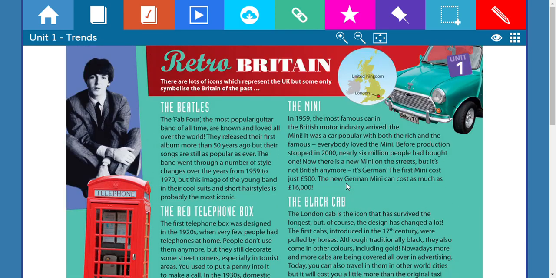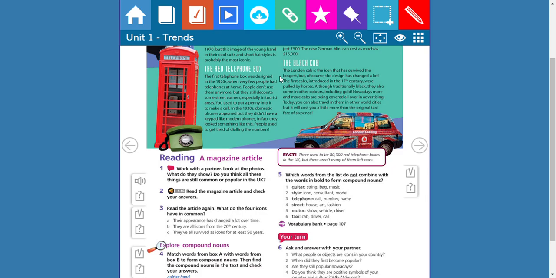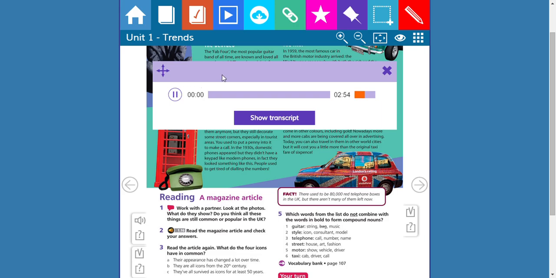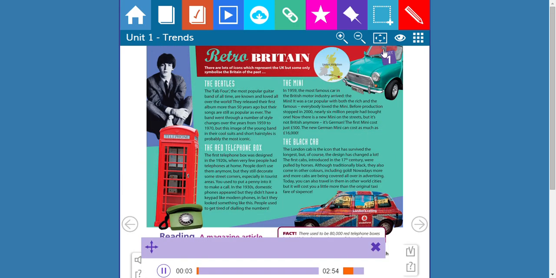Okay? So here it says Retro Britain. There are a lot of icons which represent the UK, but some only symbolize the Britain of the past. No? So the idea is that we are talking about icons, but especially icons in which you can see the past. For example, let's see with the first one. No? I have the listening. CD 1, track 16. Listen to the magazine article.